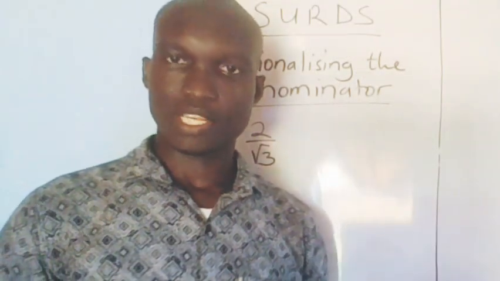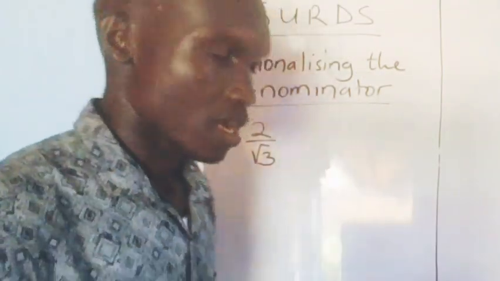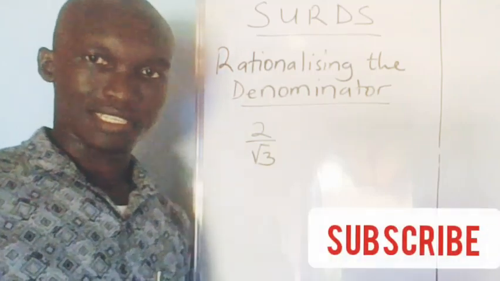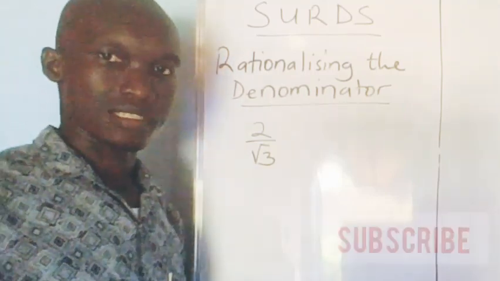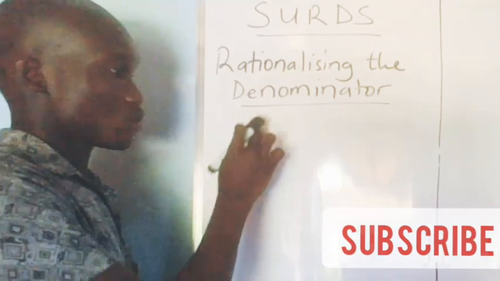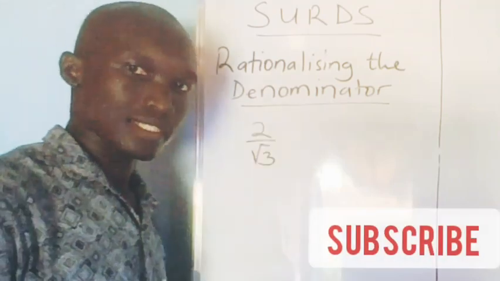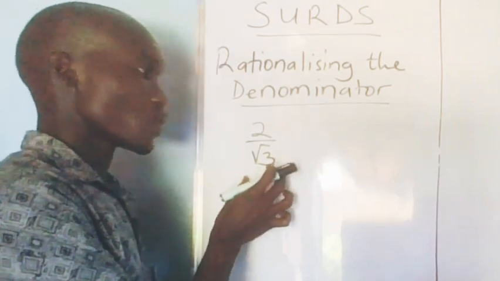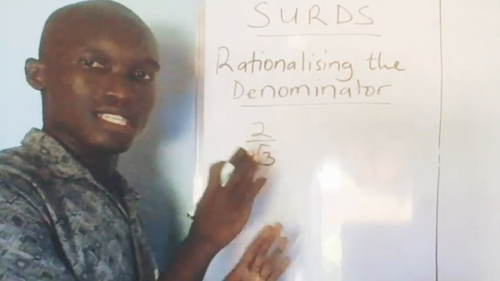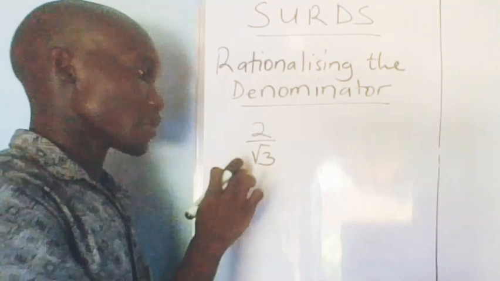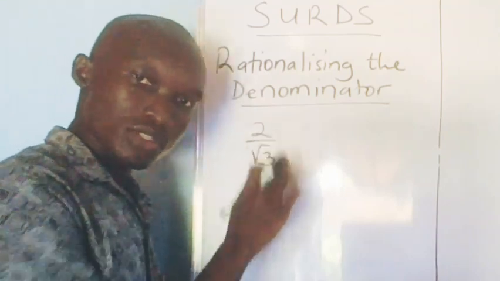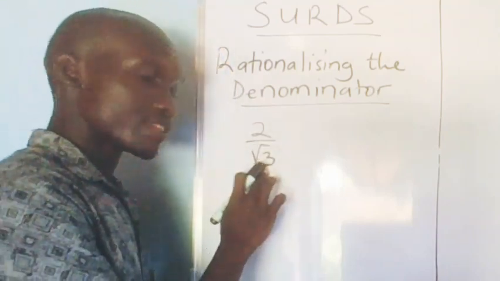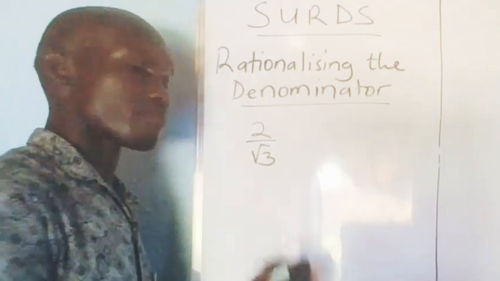Now let's look at rationalizing the denominator. When we are dealing with rationalizing the denominator, what we mean is, for a number like 2 over root 3, what we want is to remove this number with the square root sign from down. Make sure the last number you have here is a whole number. So make sure you remove this square root sign from down so that you can leave 3 alone, or any other number for that case.